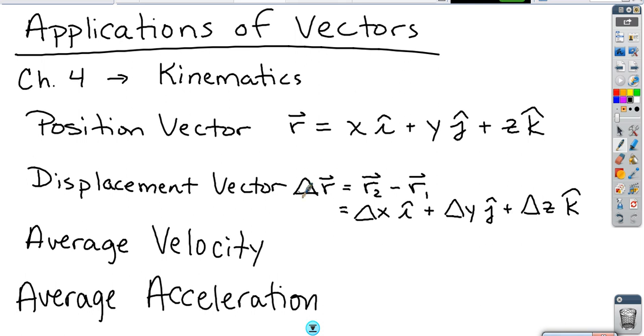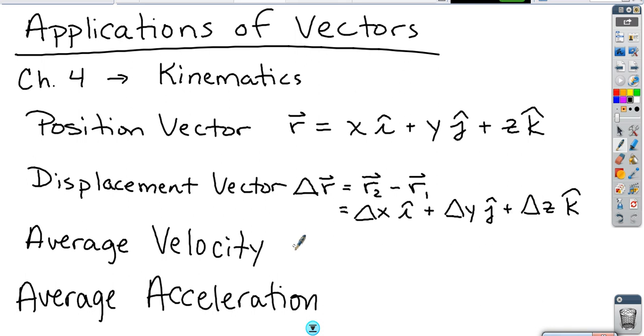So the displacement vector, delta R, is just the vector sum of R2 plus negative R1, or in other words, R2 minus R1. So you can rewrite that in unit vector notation, where the components of the vector are just going to be the displacement in the x, the displacement in the y, and the displacement in the z. The next quantity is going to be the average velocity.